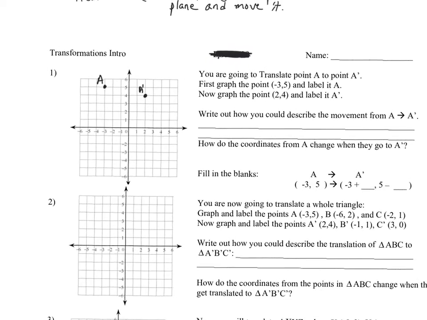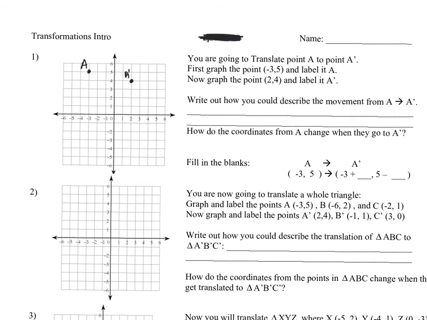Now, what they're asking us to do is to write out how you could describe the movement from A to A prime. If these were city blocks and I were to walk them, how would I get from point A to point A prime? Well, I would simply say that I'm going to get my highlighter or my laser, and I would take this point A and move it 1, 2, 3, 4, 5 to the right. So I'm going to write that down. Right 5.